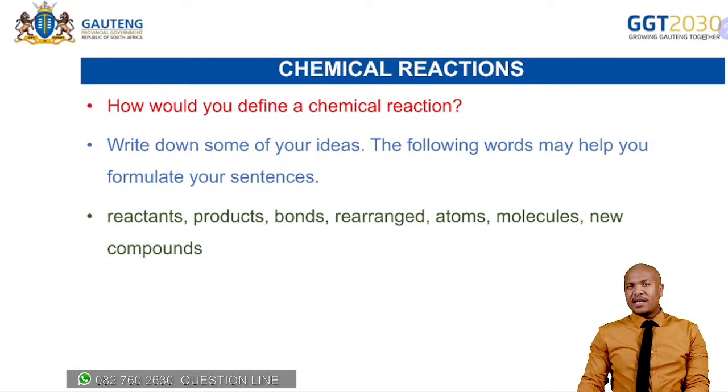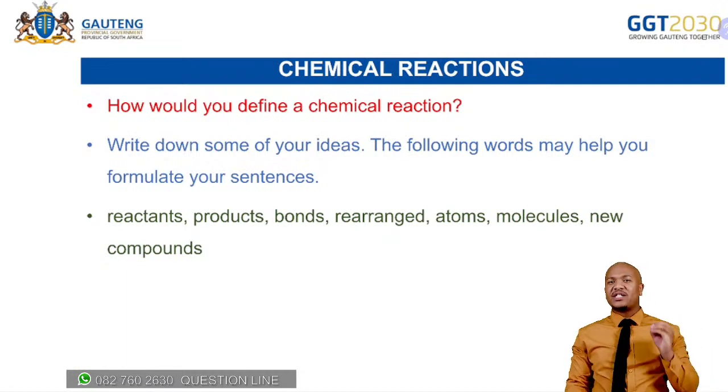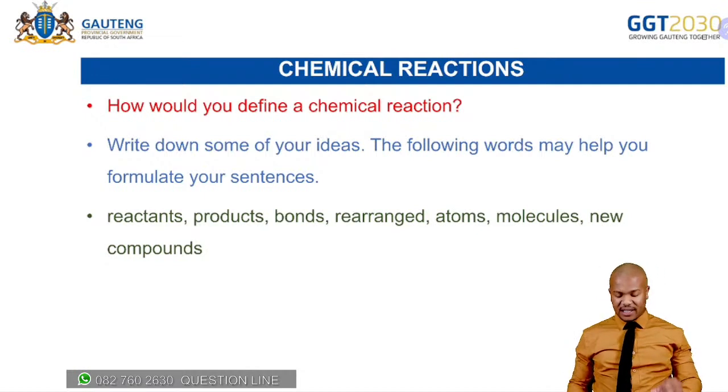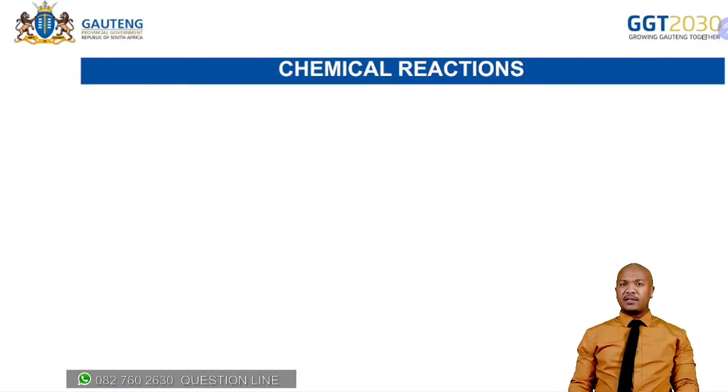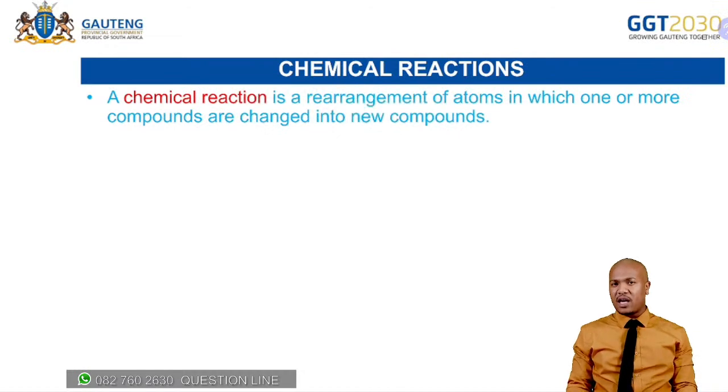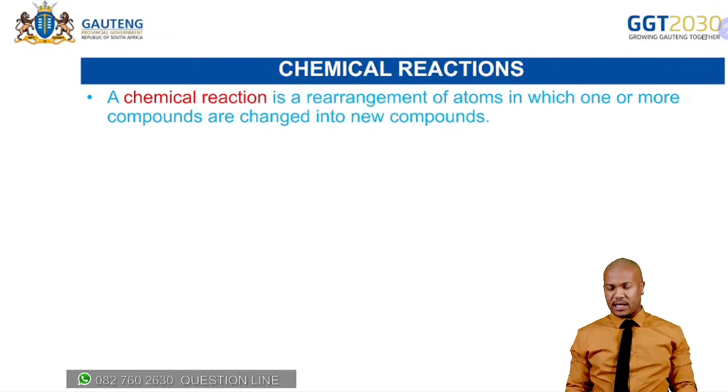Welcome back. I hope you were able to formulate your sentence or your meaning for chemical reaction using the words reactants, products, bonds, rearranged atoms, molecules, and new compounds. This is a definition for chemical reaction, using my own words again. A chemical reaction is a rearrangement of atoms in which one or more compounds are changed into new compounds.